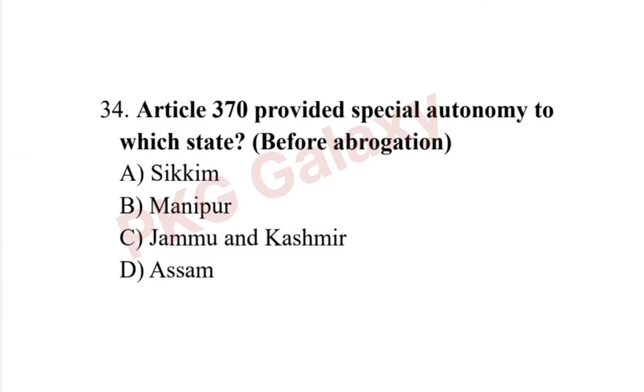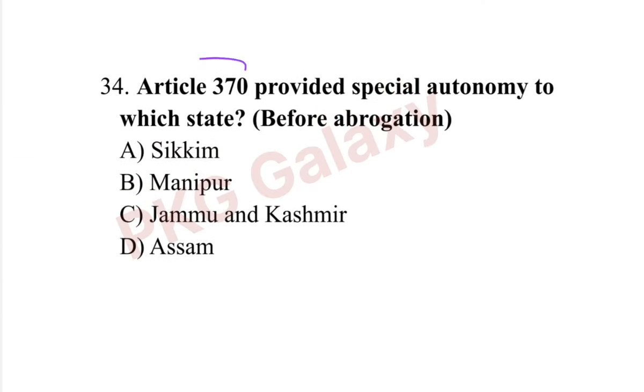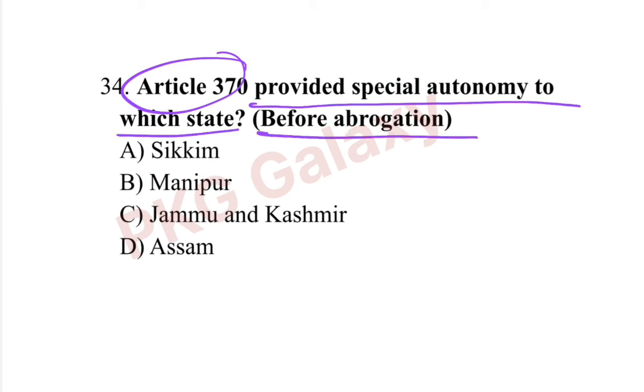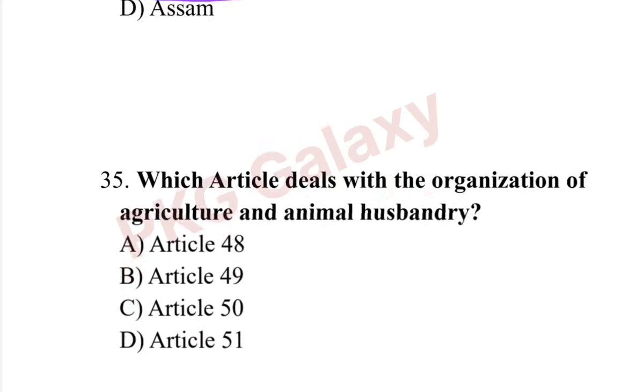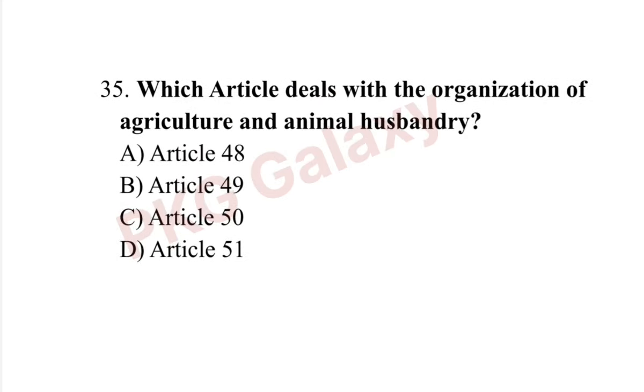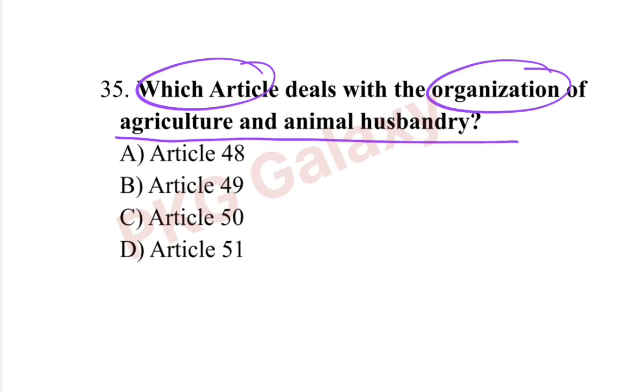Next question. Article 370 provided special autonomy to which state before abrogation? The correct answer is option C, Jammu and Kashmir. Next question. Which article deals with the organization of agriculture and animal husbandry? The correct answer is option A, Article 48.